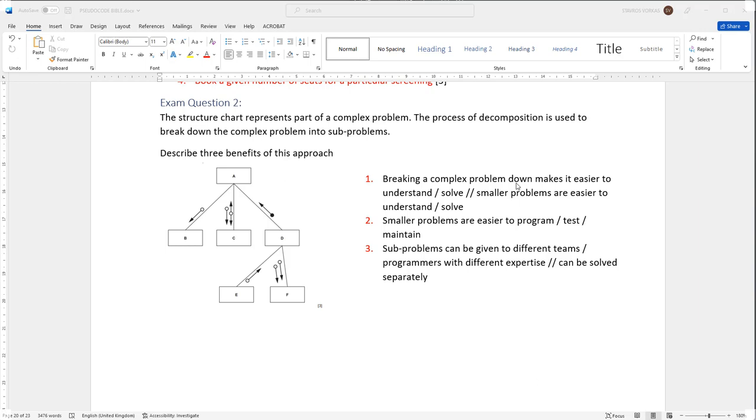And last but not least, something that we don't really consider is usually these projects, they aren't solved by an individual, they're solved by groups of individuals. So sub-problems can actually be divided or given to different teams, or to different teams with different experience. Okay? Now, that's all they expect from you. State the obvious. Do not try and explain a process.